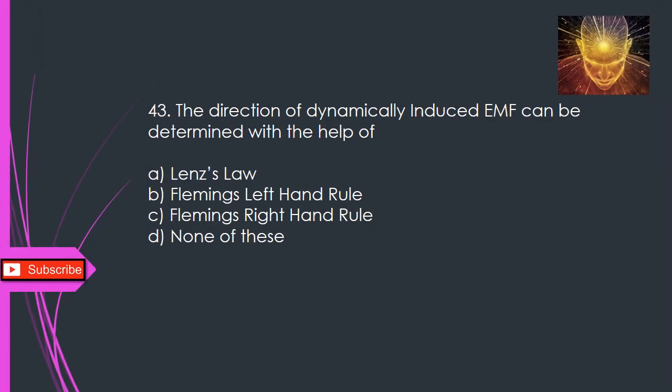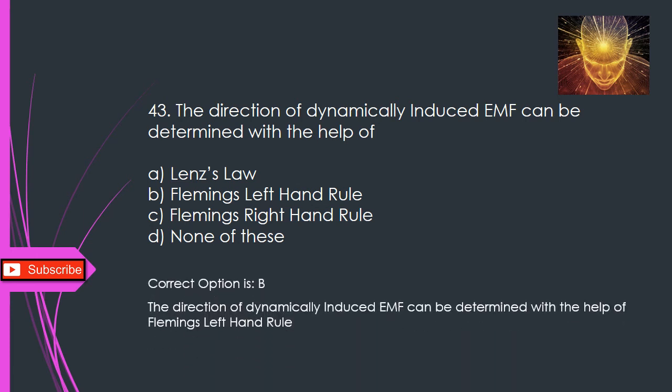The direction of dynamically induced EMF can be determined with the help of: A. Lenz's law. B. Fleming's left-hand rule. C. Fleming's right-hand rule. D. None of these. Correct option is C. The direction of dynamically induced EMF can be determined with the help of Fleming's right-hand rule.